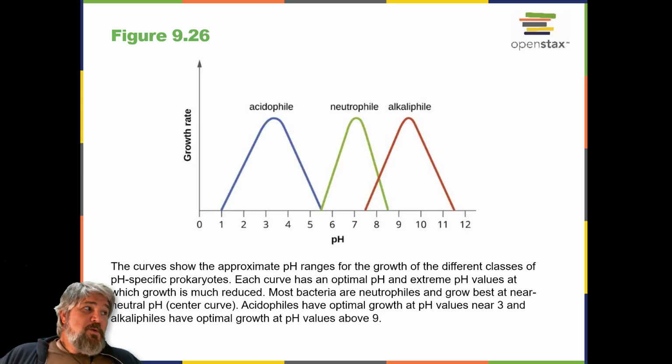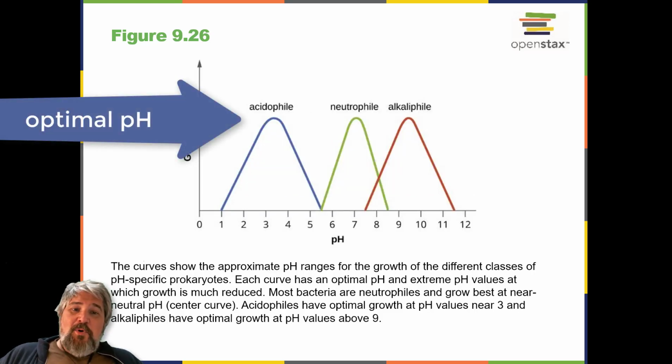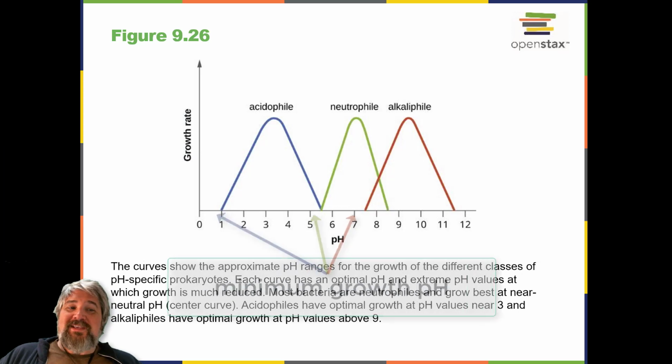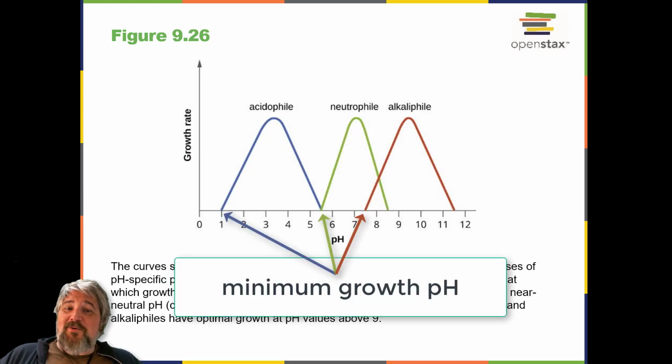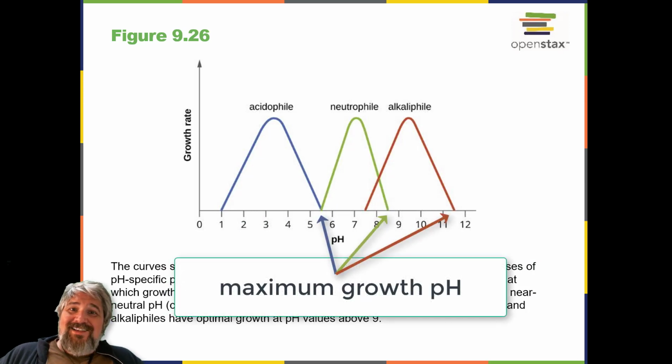The optimum growth pH is the most favorable pH for the growth of an organism. That's pretty straightforward. The lowest pH value that an organism can tolerate is called the minimum growth pH, and the highest pH is the maximum growth pH.